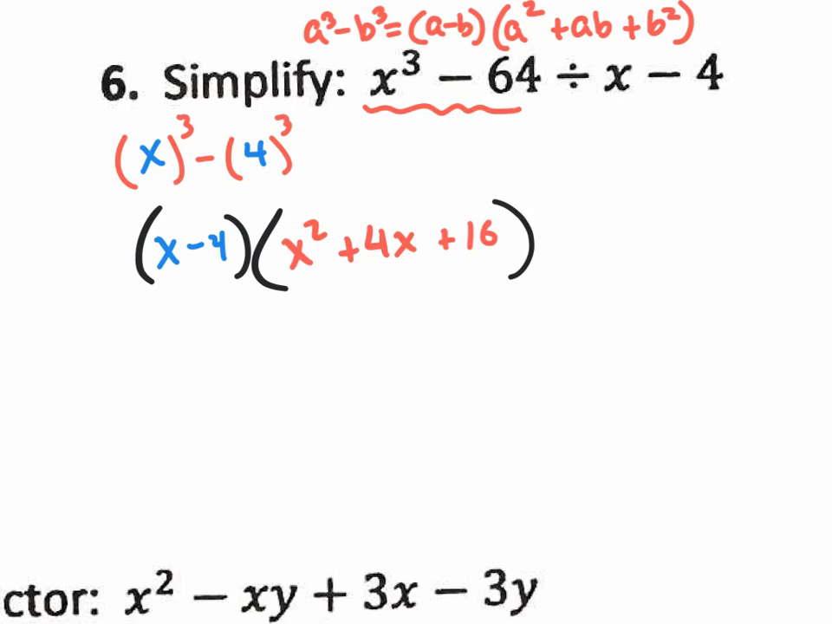And notice that the problem says divide it by the binomial x minus 4. So if you divide it by x minus 4, the binomials cancel out, and that's your answer. That's one way of doing it. You don't have to do it that way. They really want you to divide, right? So you could use synthetic division if you wanted to. So let's use synthetic division as an alternative way of doing this problem.